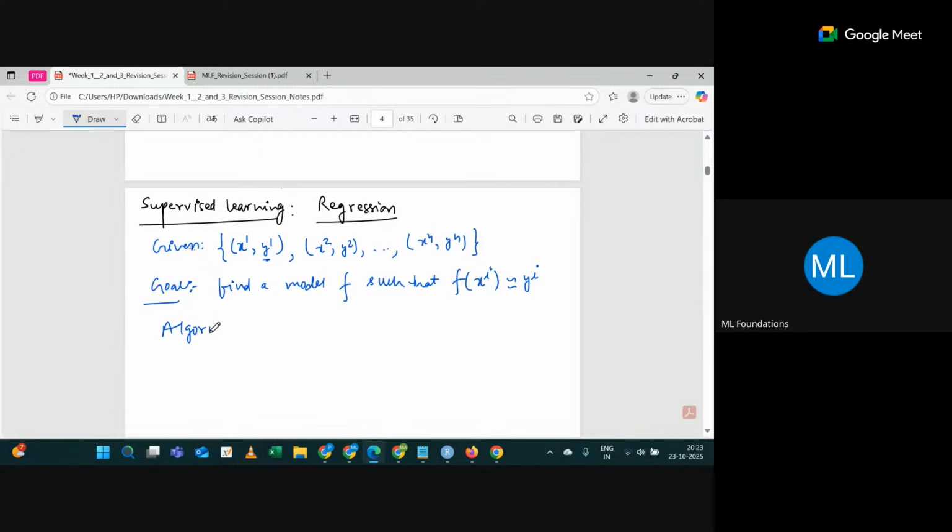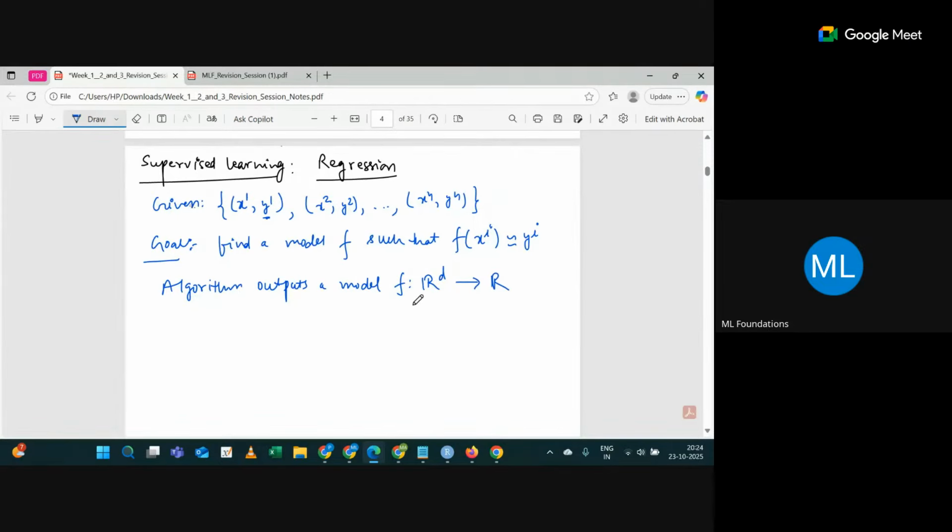What is the role of the algorithm here? The algorithm outputs a model f such that, can you tell me the dimension, R^d to? Tell me the output: R. Very good.